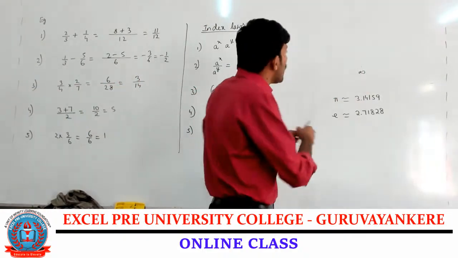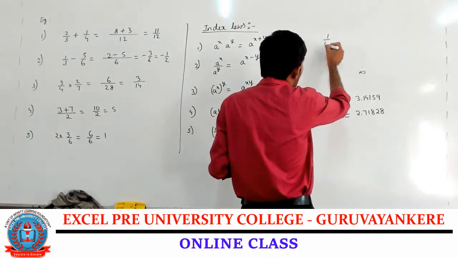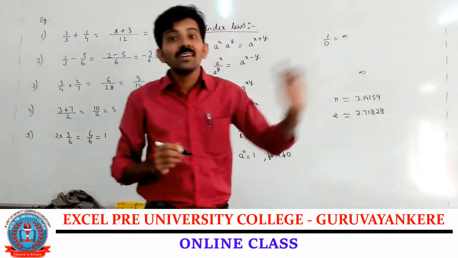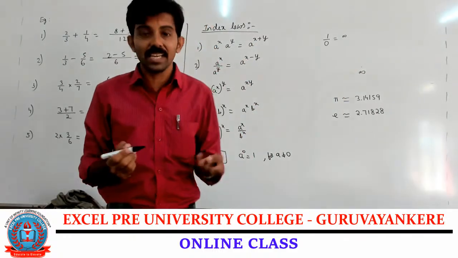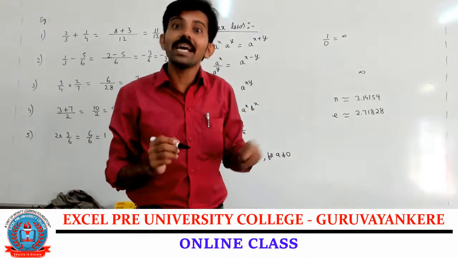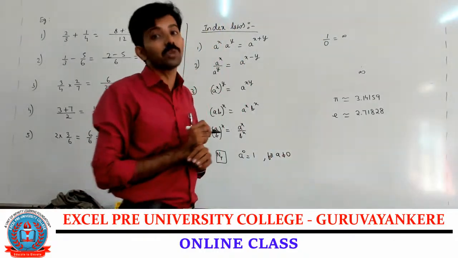Of course, 1 by 0 can be taken as infinity. If the denominator is 0, then it becomes not defined or infinity. If the numerator is a finite non-zero number and the denominator is 0, in that case the ratio becomes infinity.